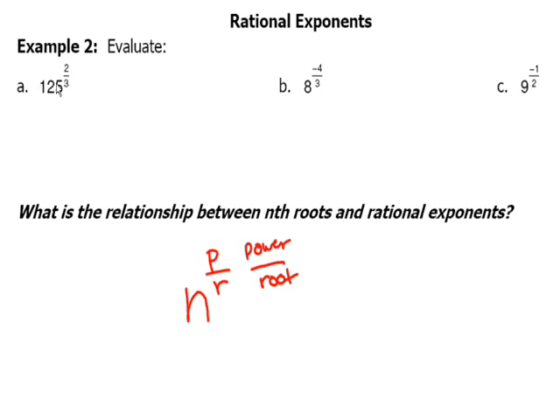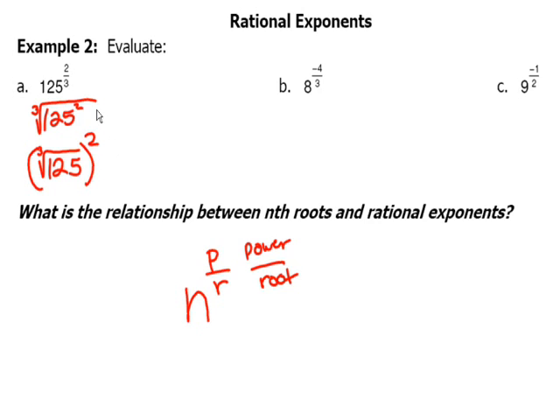Okay, so for example, this 125, it's the third root of it, and it's raised to the second power. So you can either write it like this, 125 to the second power, and it is the cube root of that, or you can take the cube root of 125, so cube root, and you can raise all of that to the second power, whichever one's easier.